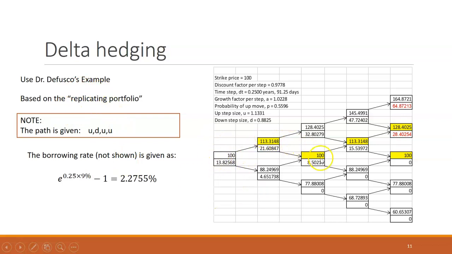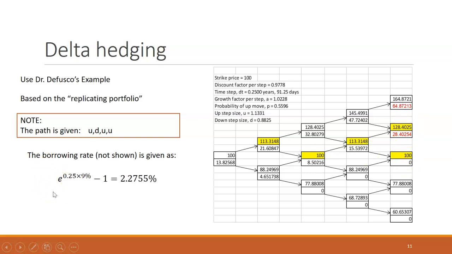So it goes up and then down and then up. And then at the end, they want you to check that from here it goes to expiration, and check both states at expiration so that the payoff is the same. The replicating portfolio should pay off exactly the same at expiration as the call option would: this much if the price ends up at 128, and 0 if it ends up at 100.